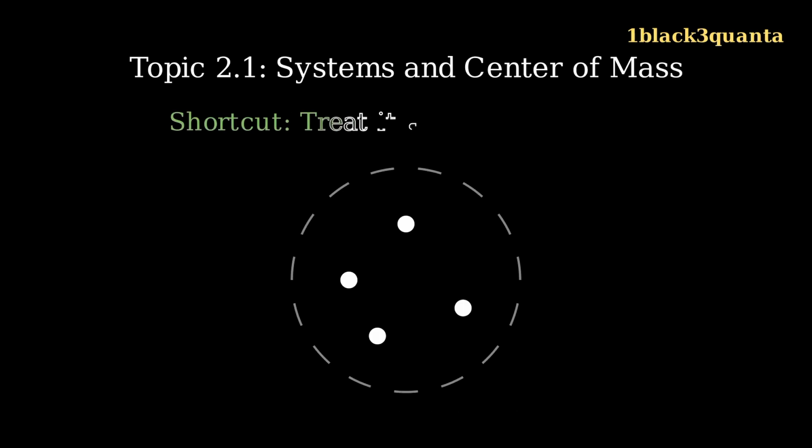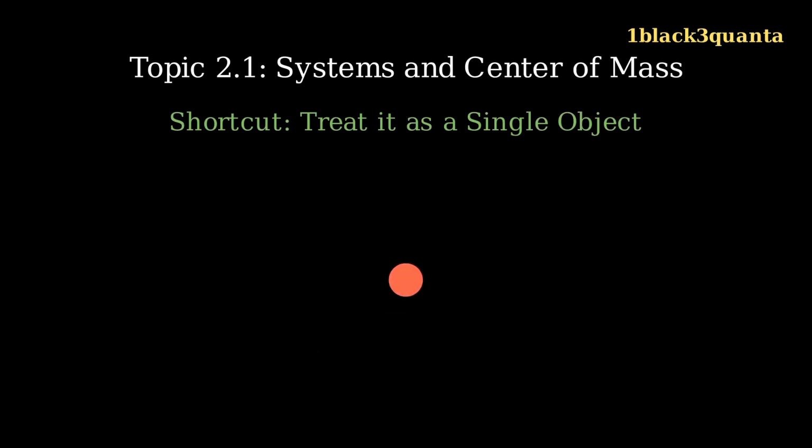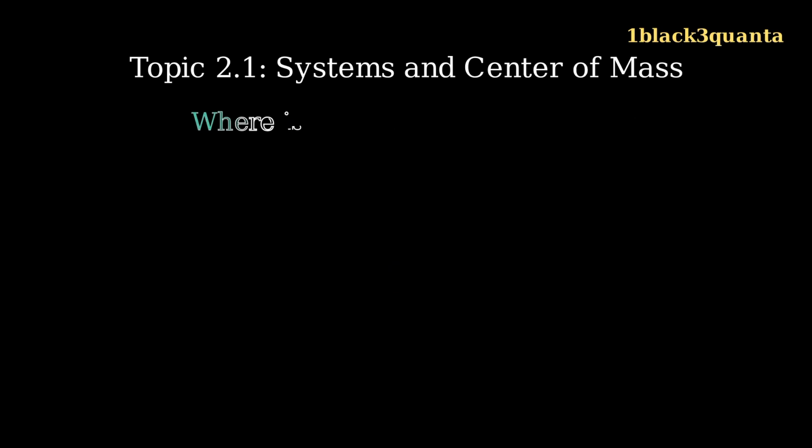If the internal structure or moving parts of a system don't affect its overall macroscopic behavior, physics gives us a shortcut. We can treat the entire complex system as just one single object. But where do we place this single dot? At the center of mass.